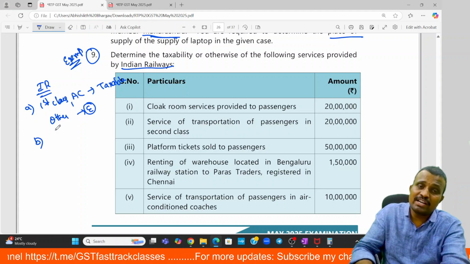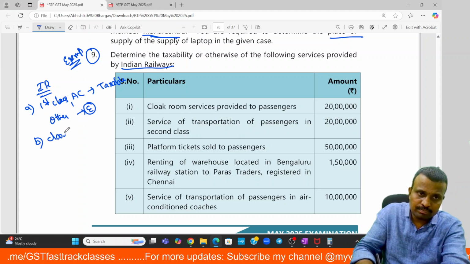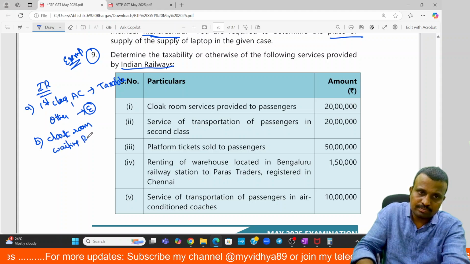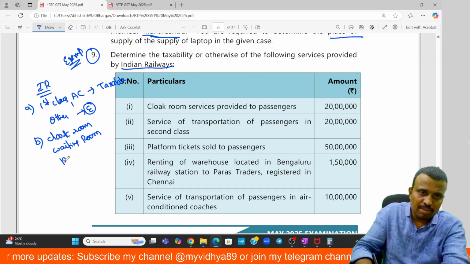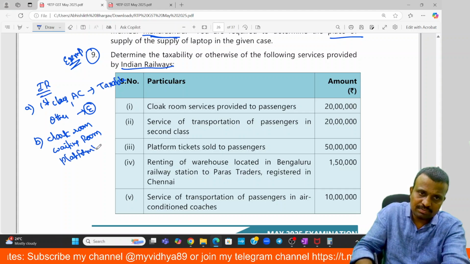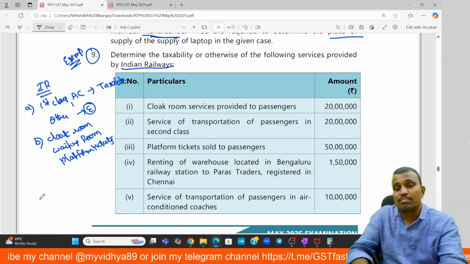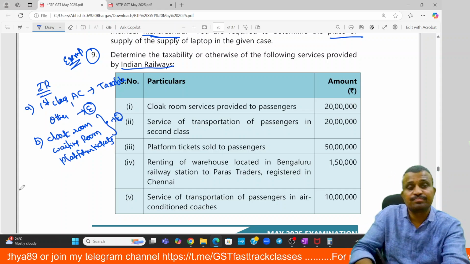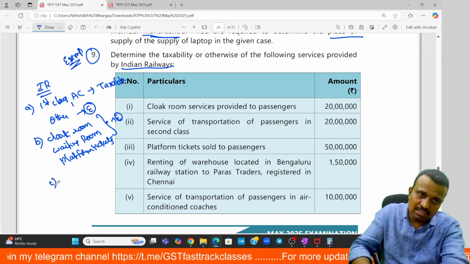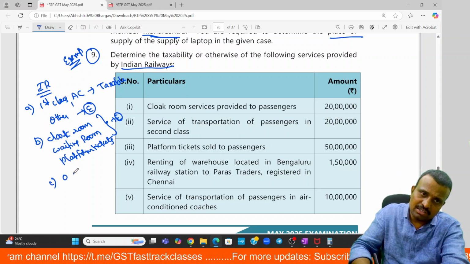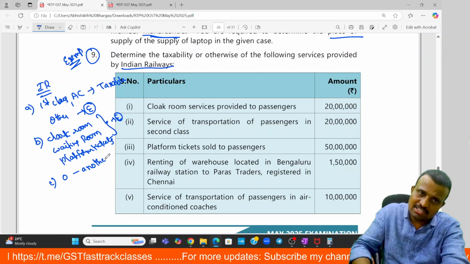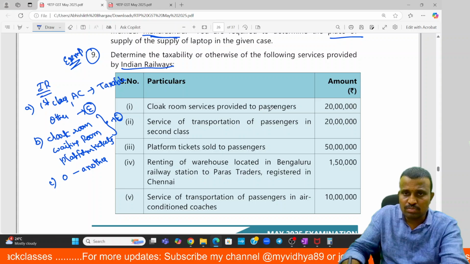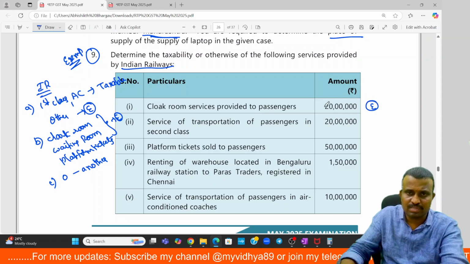Services provided by Indian Railways by way of cloak room, waiting room, and by sale of platform tickets, etc. These are all exempted. And the third one, services provided by one zone to another zone of the railways, those are also exempted. And here, the cloak room services provided to the passenger are exempted.